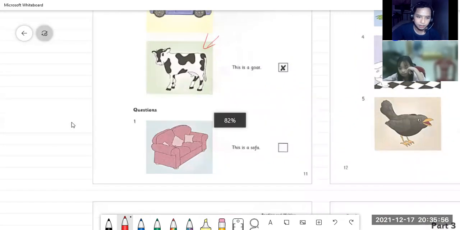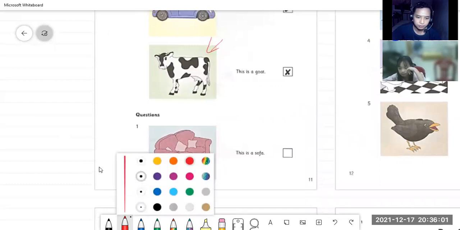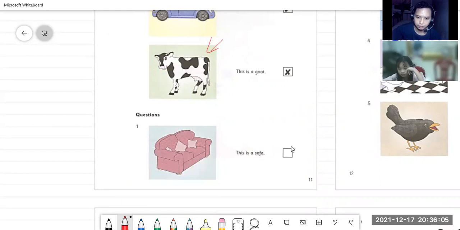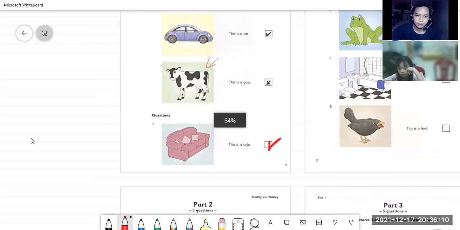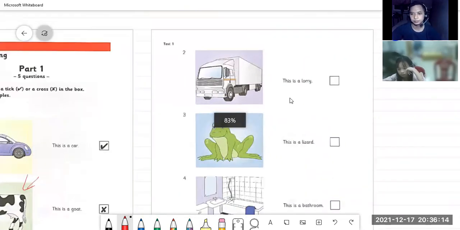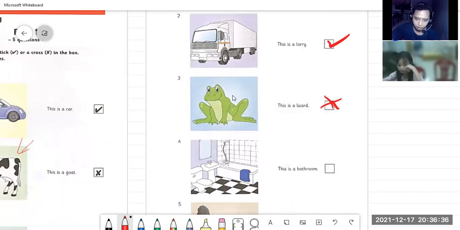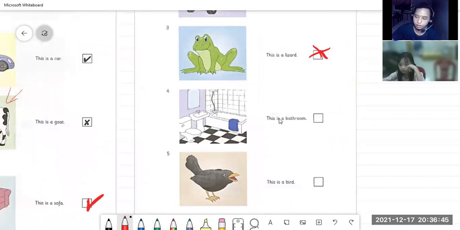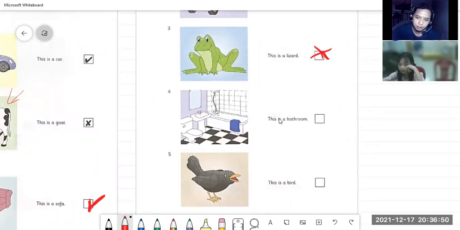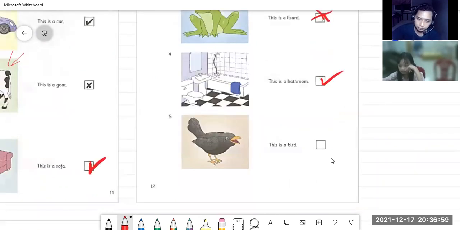Next, your turn. Question number one. This is a sofa. Yes or no? Yes. Okay, very good. Next, number two. This is a lorry. Yes. Okay, very good. Next, this is a lizard. No. No, wrong. So what is this? This is a fox. Okay, this is a frog. Okay, next. Number four, can you read? This is a bedroom. Yes. Okay, number five. This is a bird. Yes. Okay, very good.